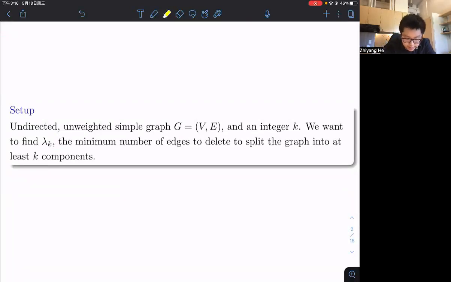We have an undirected, unweighted simple graph G and an integer k, and we want to find lambda k, which is the minimum number of edges to delete to cut the graph into at least k components. Now, in our case, we'll be thinking of k as a growing parameter. So in particular, we're going to ignore n to the O(1) factors in our runtime.